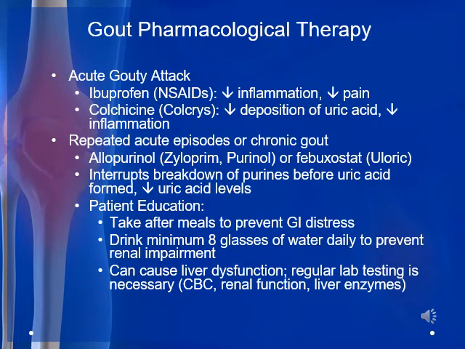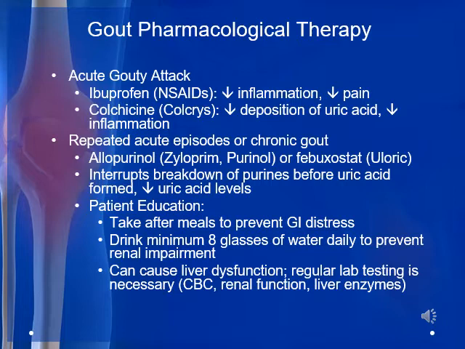So a few differences for medication management for gout. I want you to pay attention to the acute gouty attack versus the chronic. The acute gouty attack, they're going to use ibuprofen, use the traditional nonsteroidal anti-inflammatory drugs to, of course, reduce the inflammation and reduce the pain. They will also use colchicine, which I know you've heard of, and that reduces the deposits of the uric acid.